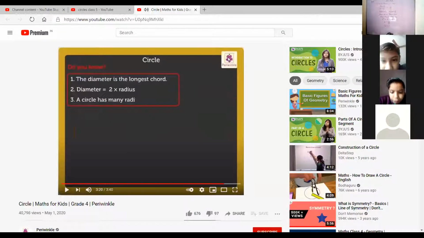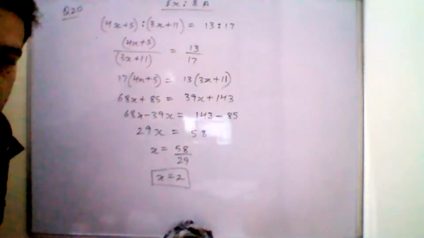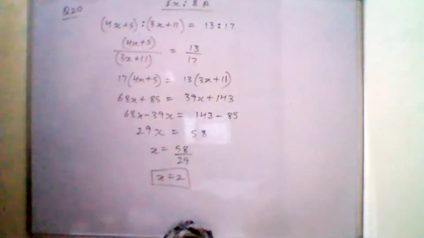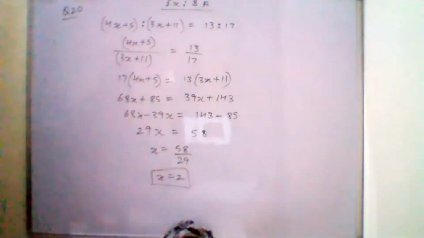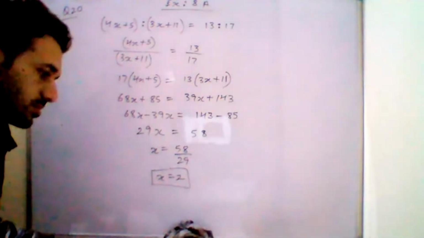Look at the figure. Here, point A is the center of the circle. Center of the circle is the fixed point from which the circle is drawn. Line segment AB is a radius of the circle. Radius is the segment that extends from the center of the circle to any point on the circle. Line segment PQ is a diameter of the circle. Line segment MN is a chord of the circle. Chord is the segment that joins any two points on the circle.